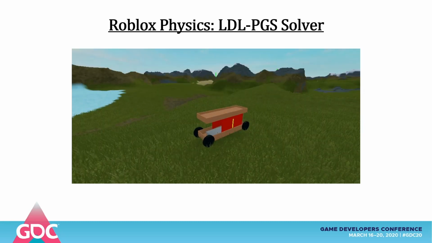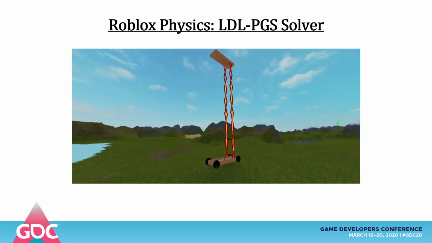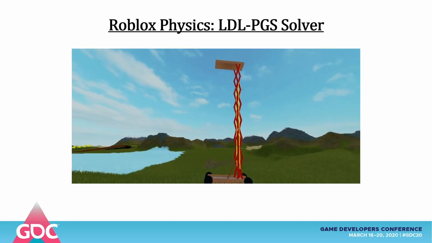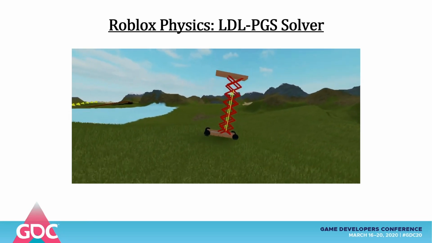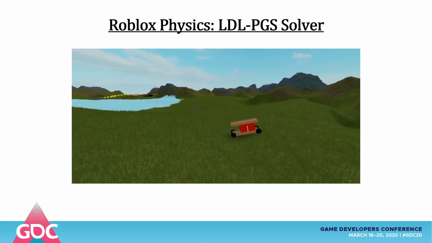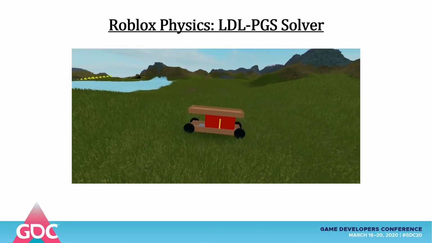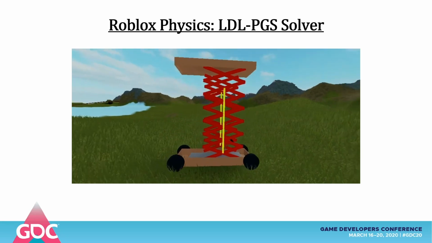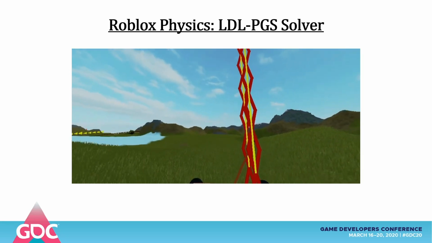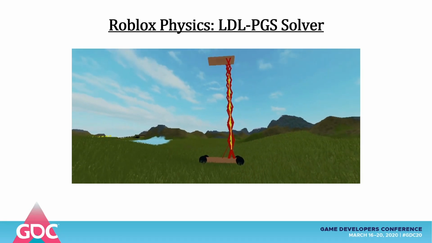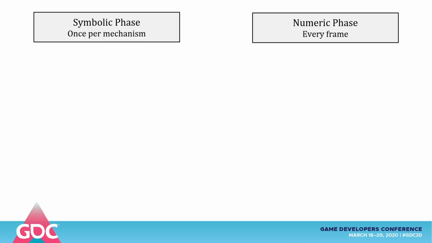Our main contribution is the LDL PGS solver. It uses a direct method to invert the sub-matrix corresponding to the equality constraints, helping the PGS. This leads to much better behavior in the example of the scissor lift. Also, it behaves much better when bodies with very different masses are interacting, the high mass ratio problem.